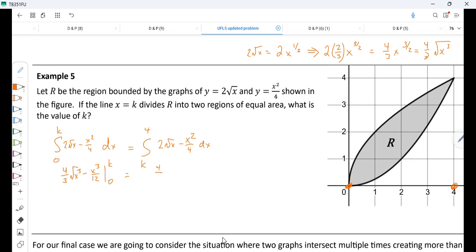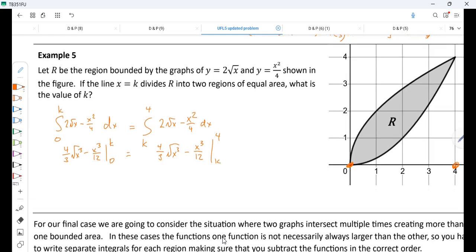4/3 x cubed minus x cubed over 12. And that is also evaluated from k to 4. So the only thing we're actually going to have to do here is plug 4 into this. But honestly, we don't have to do too much math. You'll kind of see what happens because you don't need to have just plain number answers on open-ended FRQs.